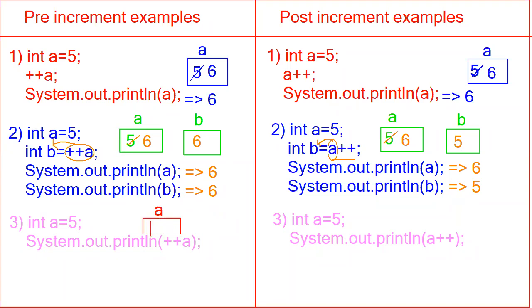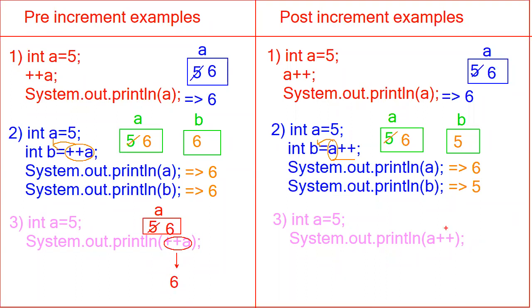A value is 5. Is it pre-increment or post-increment? Pre-increment. So first it is incremented, so it will become 6. After pre-incrementing, the output comes. So the output is 6.